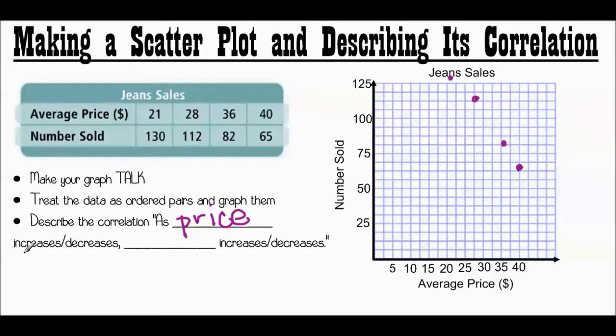what was price doing? Price was increasing. The number sold decreases. People don't want to pay a bunch of money for blue jeans. They like a less expensive pair of blue jeans.